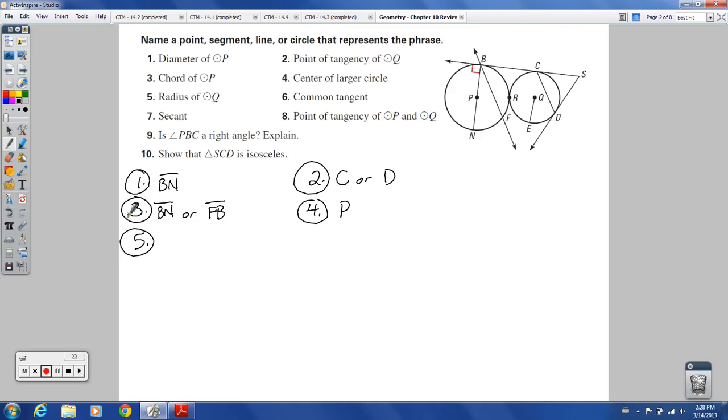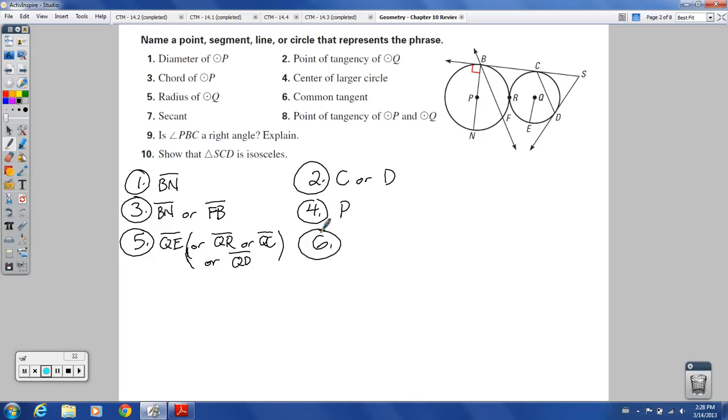Number 5, the radius of circle Q. It looks like they've only got one drawn in here. You could say QE. You could also say QR, because R is a point still on the circle, so I would accept a couple different answers on that one. It's the center point to any point on the circle. You could even say QC or QD. I think QE is probably the best one because that's the one that's actually drawn in there. But I'm going to write these other ones too, because I think they're realistic possibilities, even though they're not drawn in there. It would be a radius.